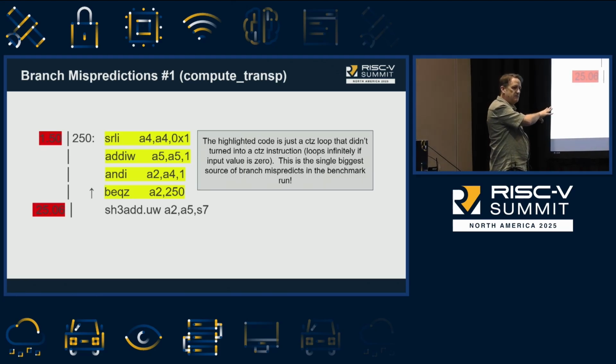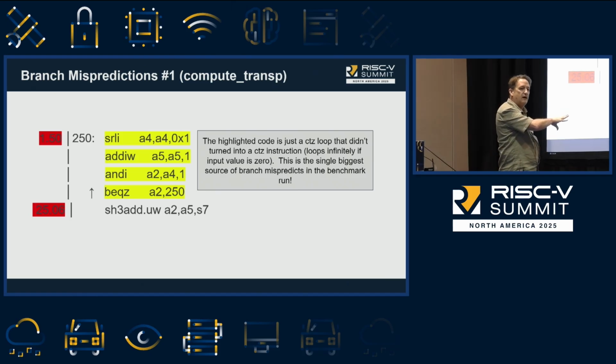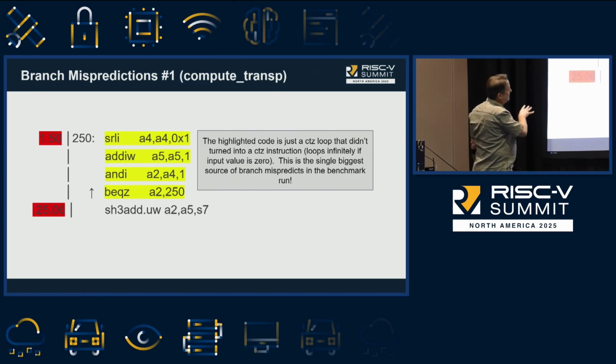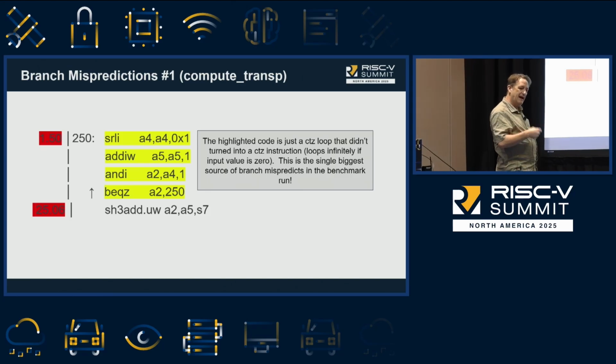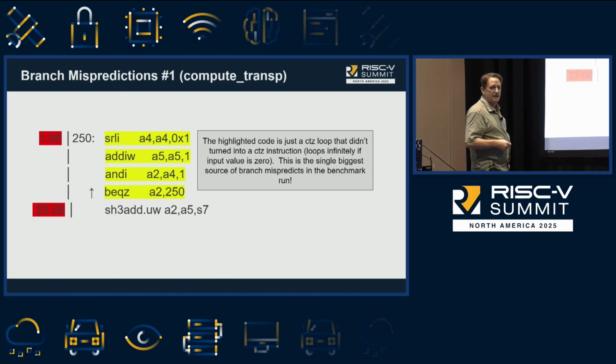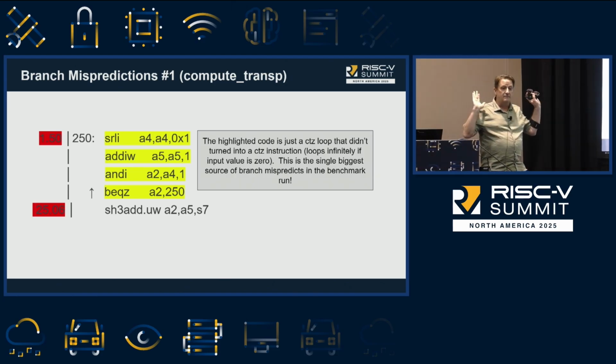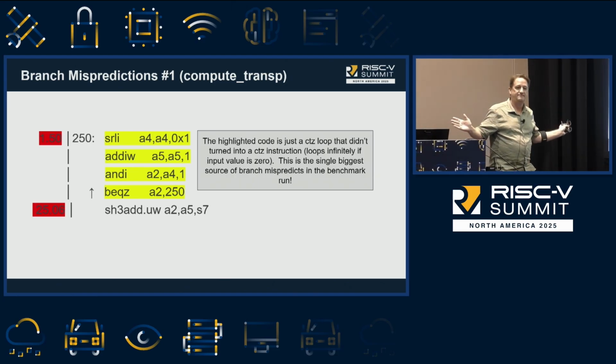It's just count trailing zeros. We didn't use the CTZ instruction. The question is why? We didn't use CTZ because in the source form, if the input value is 0, which can't actually happen, but the compiler can't prove it in the original source form, it loops forever. And so the optimizer said, I don't know what to do with that. I'm going to take a conservative approach and leave it alone.